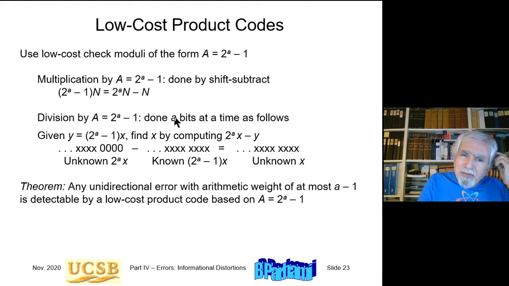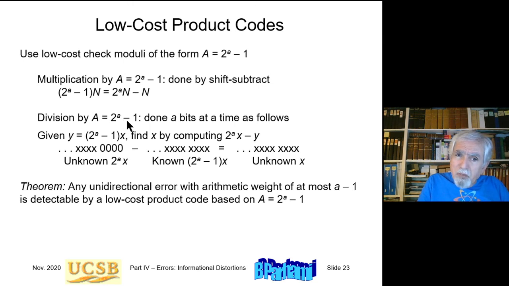Before doing arithmetic, there's a version of these product codes called low-cost product codes, where the constant chosen is a power of 2 minus 1. So for example, 3, or 7, or 15, or 31. The reason this power of 2 minus 1 is a good check value is that multiplication by a becomes shift and add. We need multiplication by a for encoding. So encoding is done through shift and add rather than through multiplication, which is a slower operation.